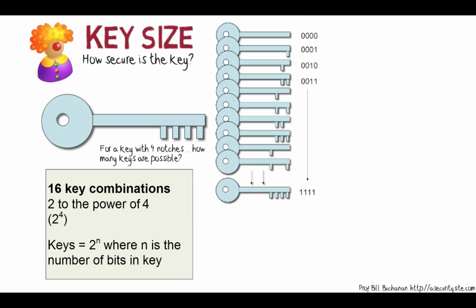And there they are, in binary. So there's one without any notches, 0, 0, 0, 0, and there's one at the very end with all ones, 16.